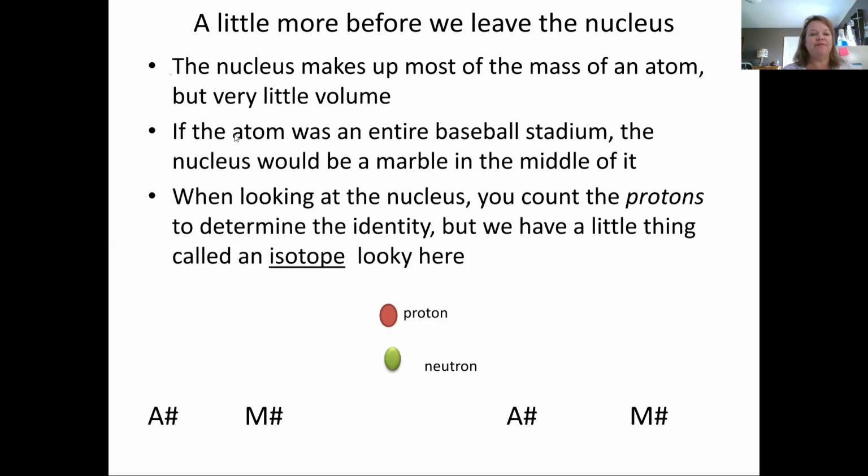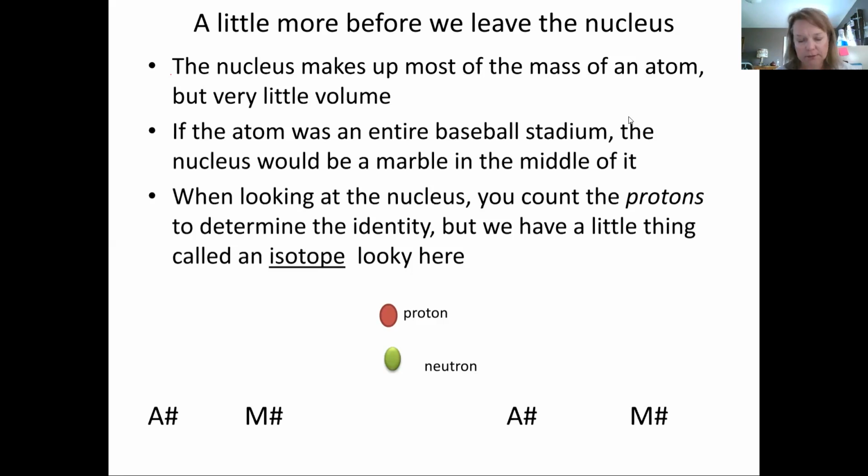If you look at it this way, if the atom was an entire baseball stadium, the nucleus would be a marble in the middle of it. Let's make it a little bit more, let's say it's a golf ball. Think of it this way. If you could lift up that entire baseball stadium, take it over and put it on a scale, and it weighed 10 million pounds. I don't know what a baseball stadium weighs. Let's make it simple. Let's say it weighs 100 grams.